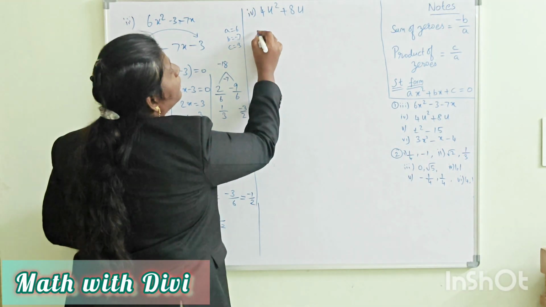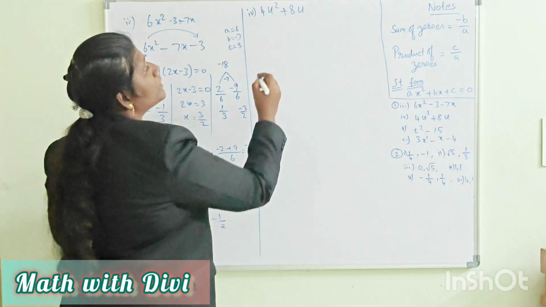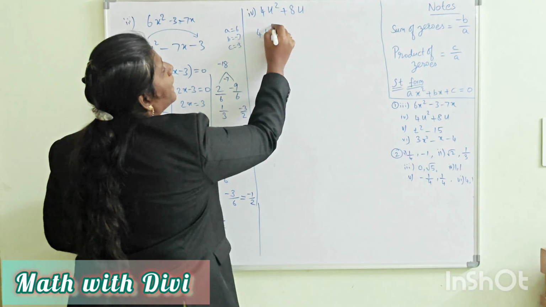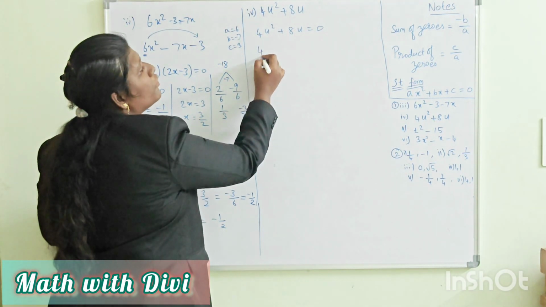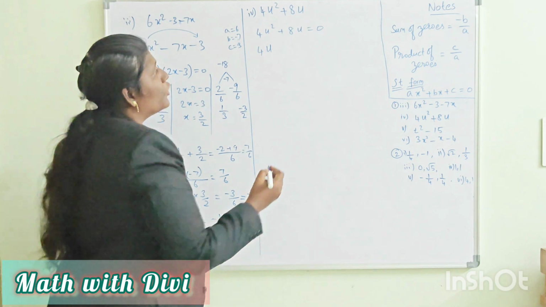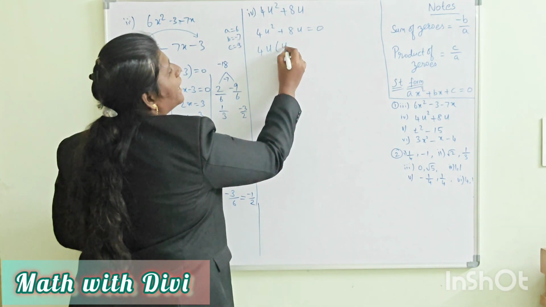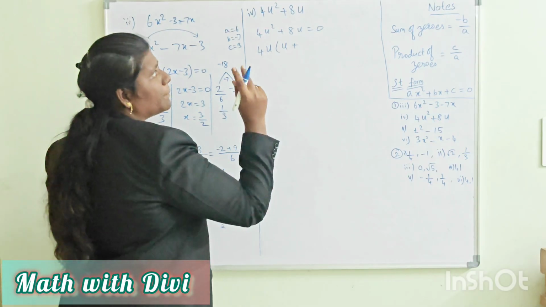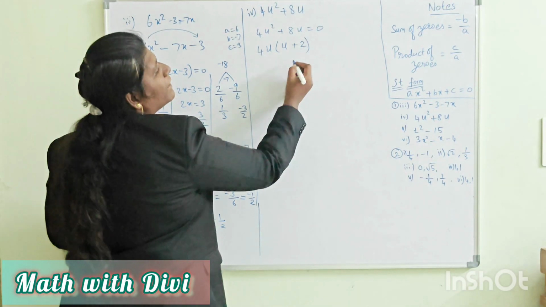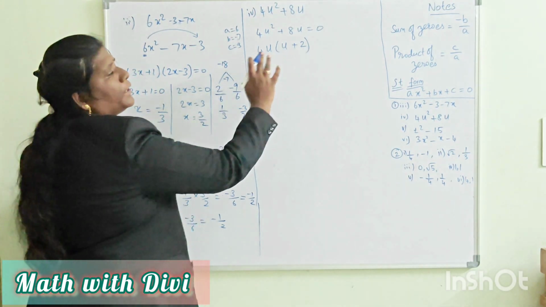So here we have to find the roots. So 4u square plus 8u is equal to 0. What is common here? 4u is common, right? 4u is common. So if we take it out, u will be there. Already we have taken 4u out, remaining 2 only will be there. Because 4 2s are 8u, right?